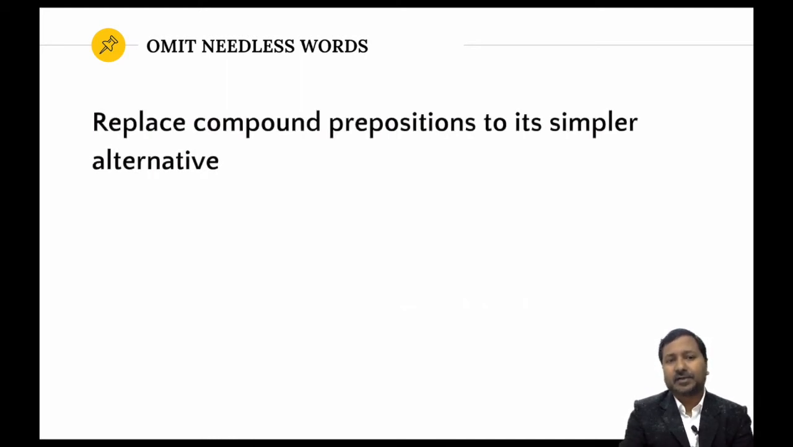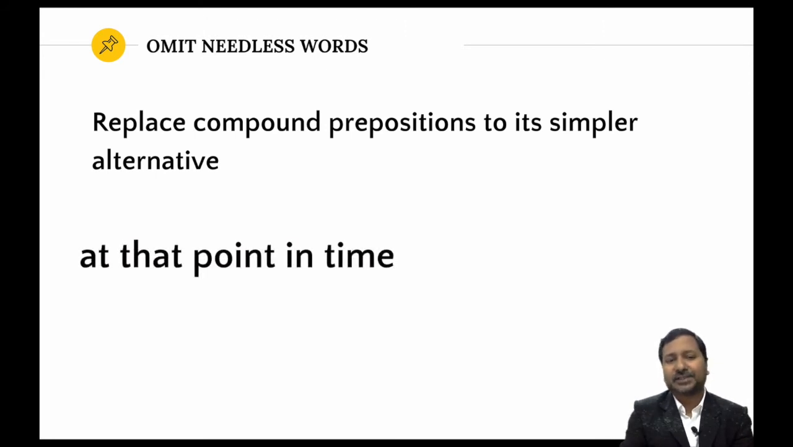Wherever we find compound prepositions, we need to see how they can be removed and replaced with a simpler alternative. For example, at that point in time, which essentially means then. When we want to write in accordance with, a simpler alternative is by. A lot of times we write in order to. A simpler alternative would be to. Another example would be for the reason that. Again, a simpler alternative without a compound preposition would be because.